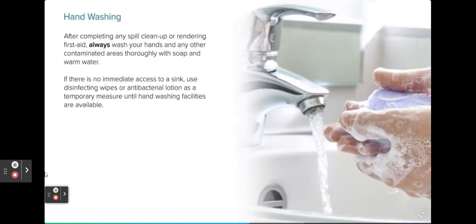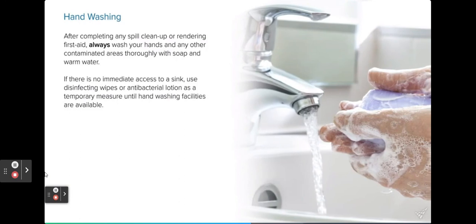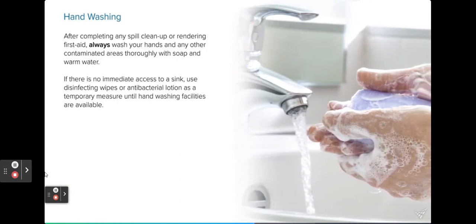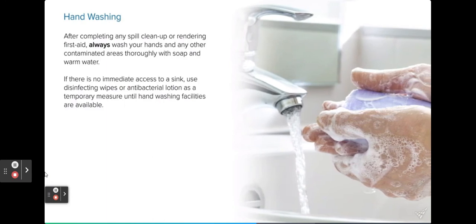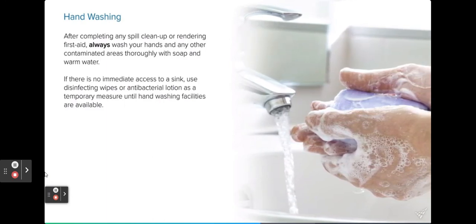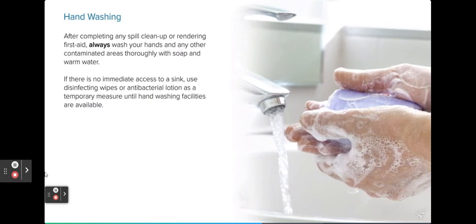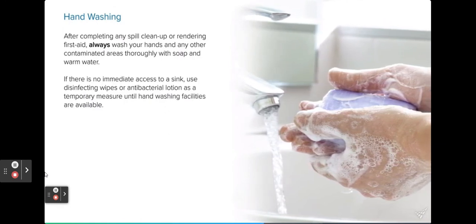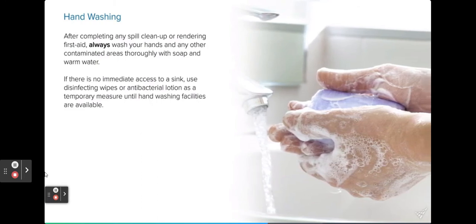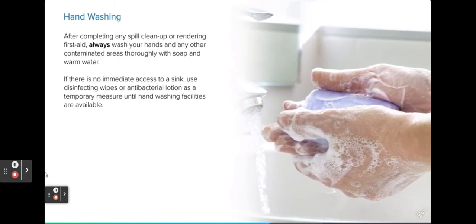Carefully remove all personal protective equipment after all work is complete. Disposable gloves should be removed with caution so as not to cause an exposure to yourself from contaminated gloves. Wash your hands and other affected areas thoroughly with soap and warm water. If water is not immediately available, use disinfecting wipes or antibacterial lotion as a temporary measure until hand washing facilities are available.